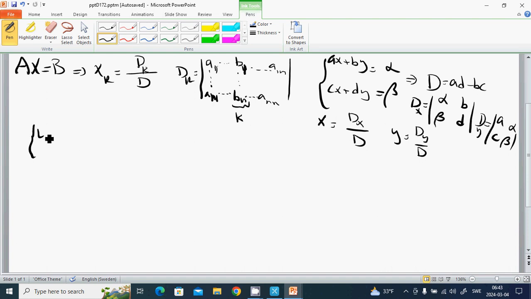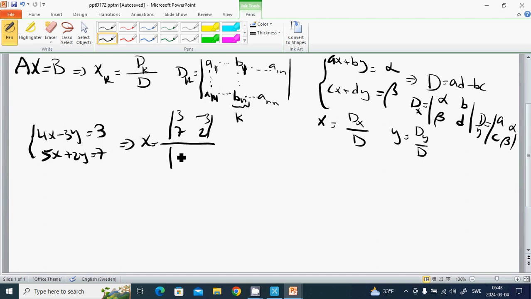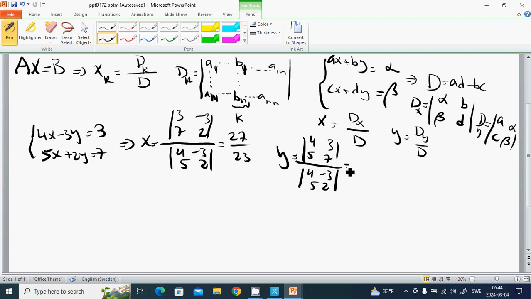Example is 4x minus 3y equals 3, 5x plus 2y equals 7. Then x equals the determinant of 3, 7, minus 3, 2 divided by the determinant of 4, 5, minus 3, 2, equals 27 divided by 23. And y equals the determinant of 4, 5, 3, 7 divided by the same determinant, equals 13 divided by 23.